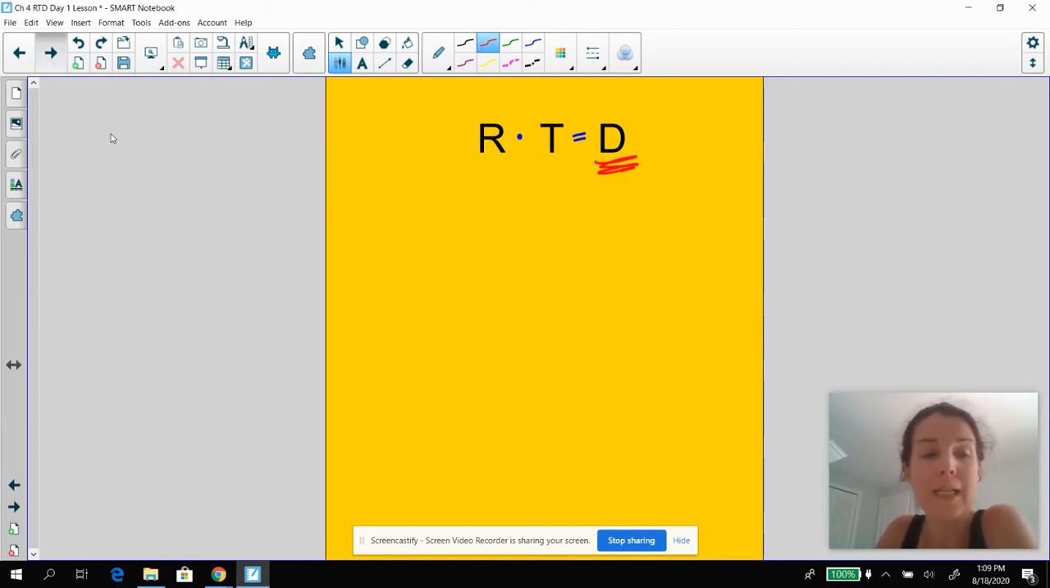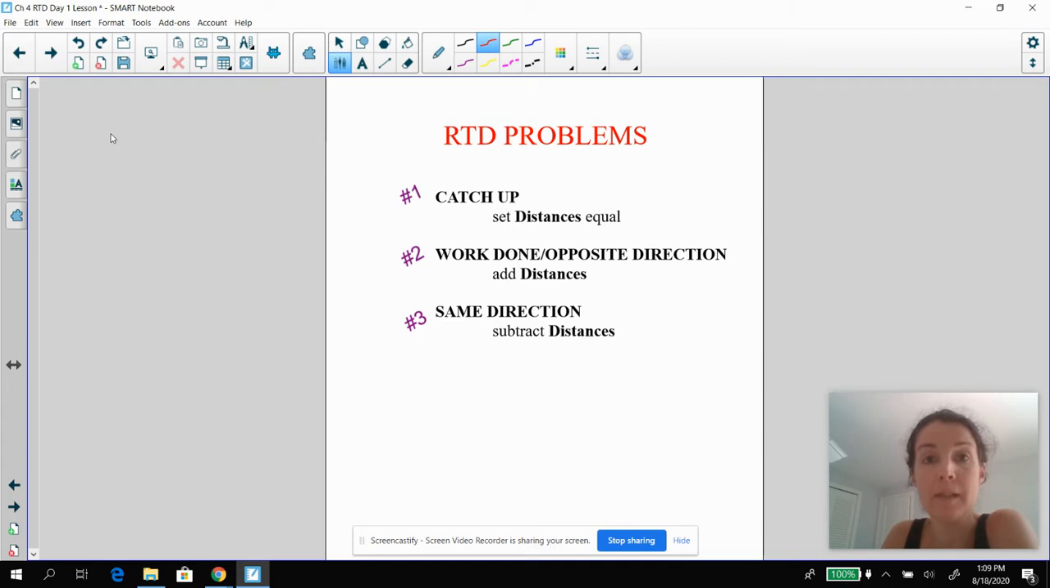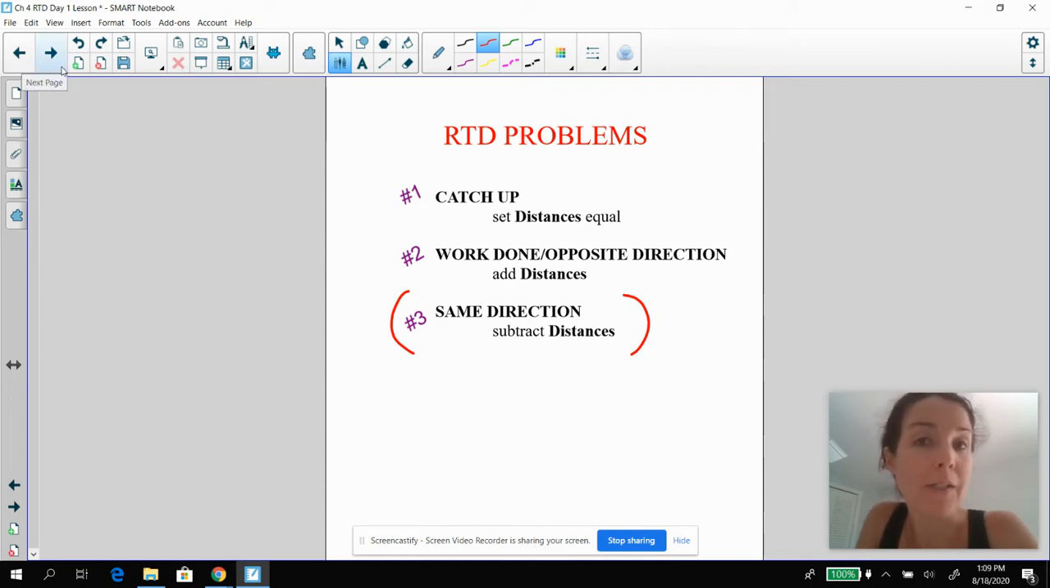So there are 3 types of RTD problems. The first is a catch-up. The second is what we call a work done or an opposite direction problem. And the third one is a same direction problem. Now this third type you won't see as often. They're still pretty cool, but you'll definitely see more of number 1 and number 2. So let's go ahead and jump into number 1. Hint, you already saw number 1 on the earlier slide.